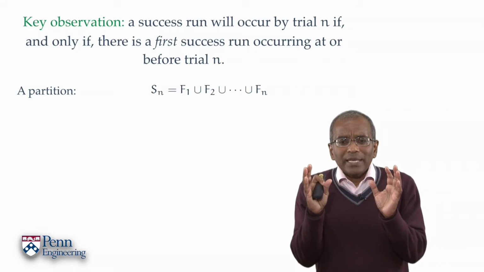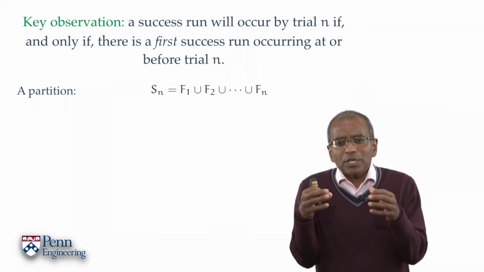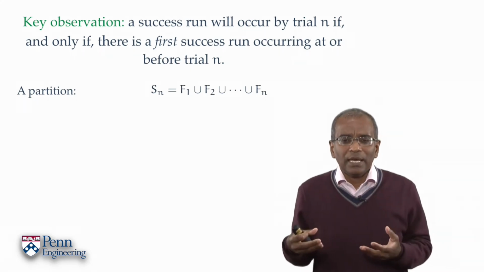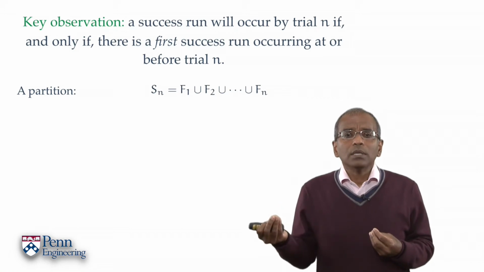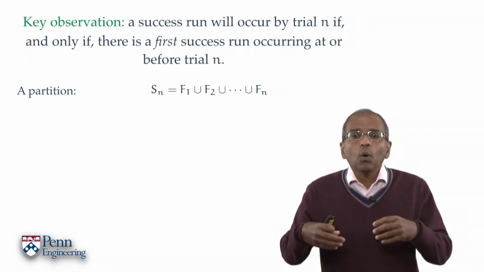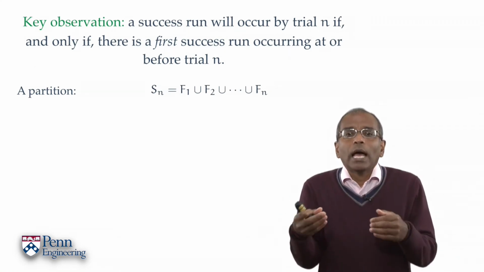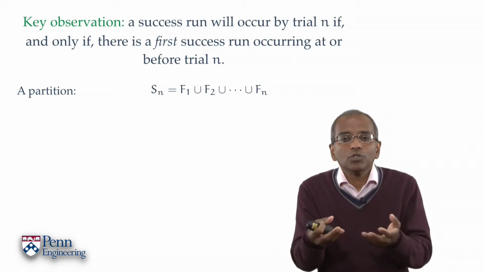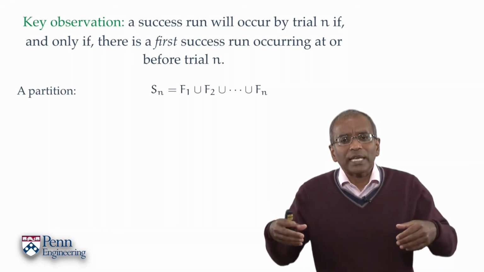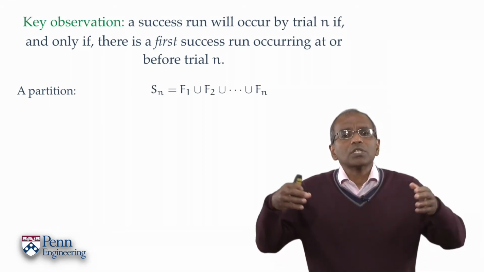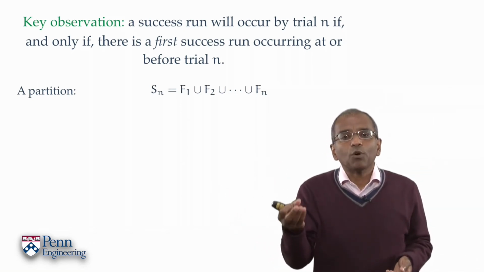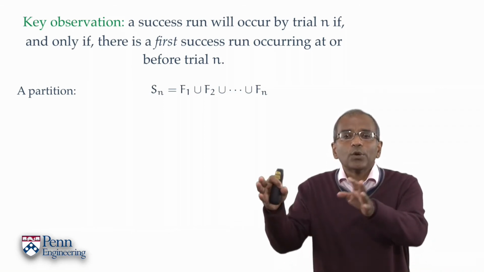Now, the student will have realized that I'm belaboring what appears to be a simple point, but this is key. There also appears to be a certain amount of redundancy here, because F1 is empty, F2 is an empty set, so is F3, so is F4. One cannot have a success run occurring at or before the first, second, third, or fourth trials. But it is unwise to unnecessarily complicate our notation. We may as well start with the first trial, keeping in mind eventually that the probabilities for the first 4 trials are going to vanish quietly like the snows of yesteryear.